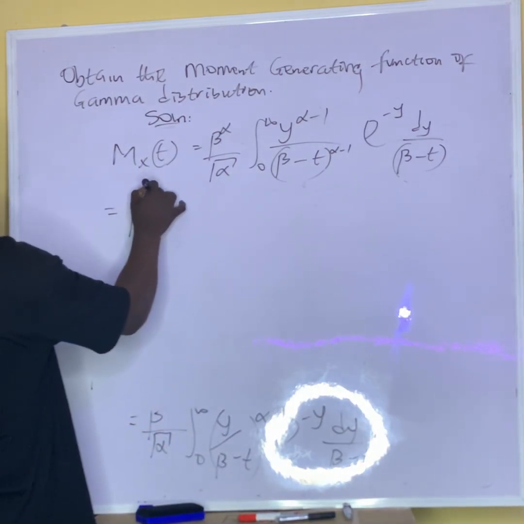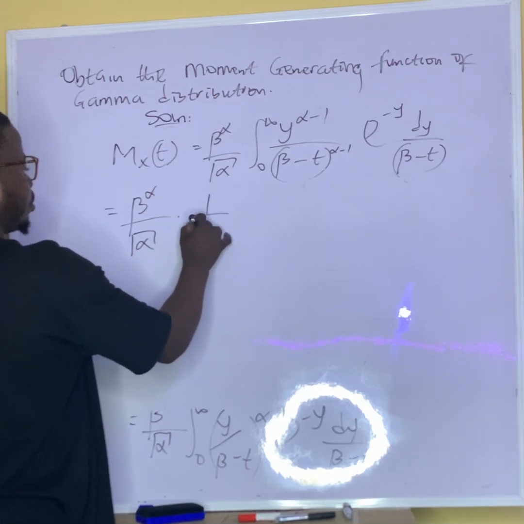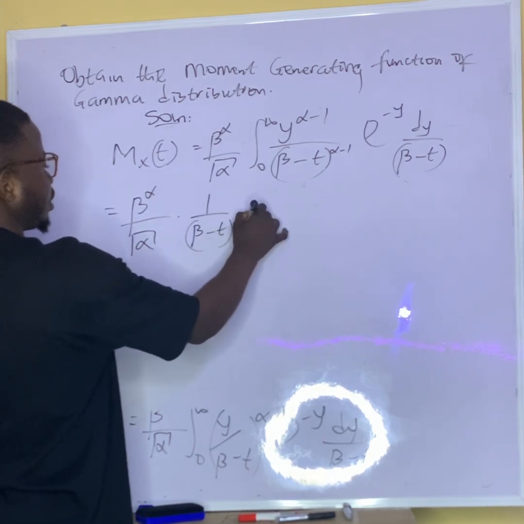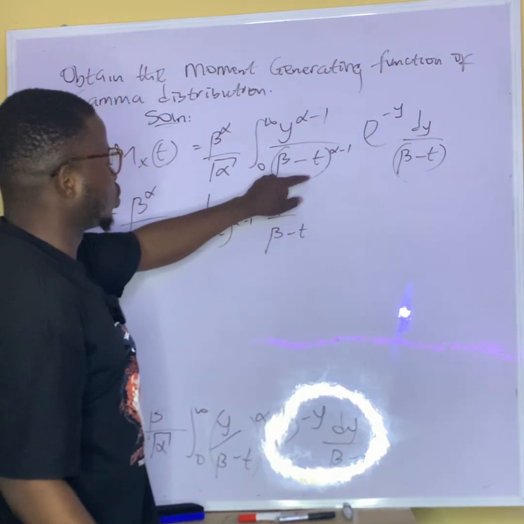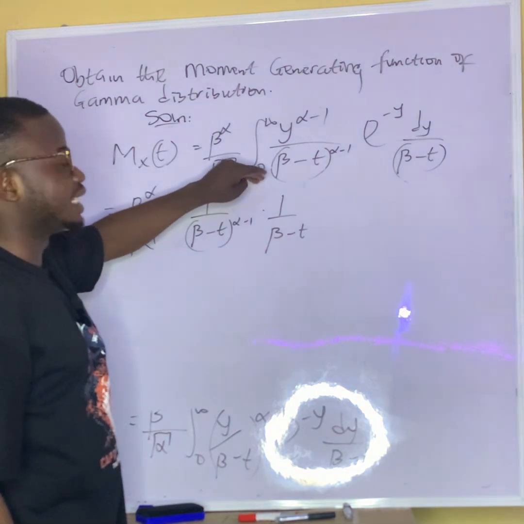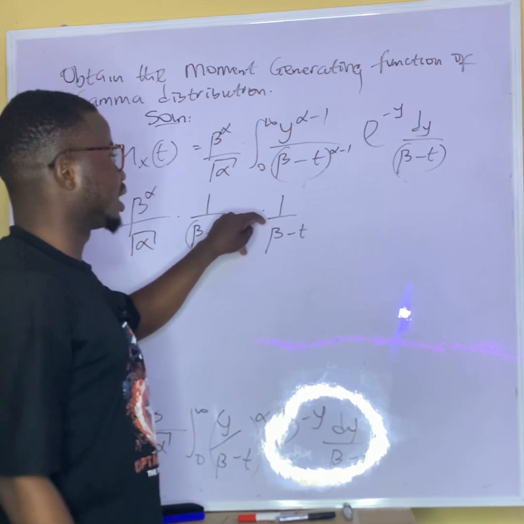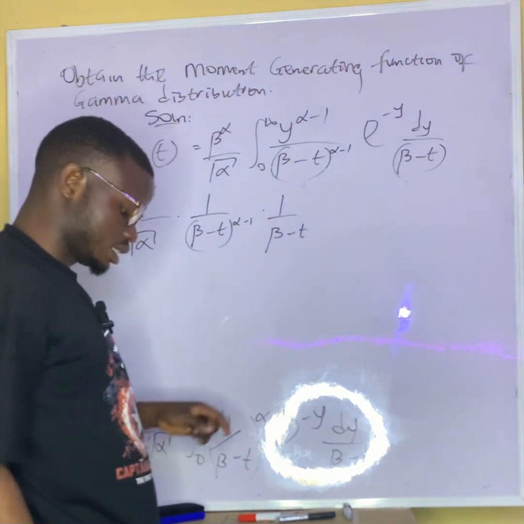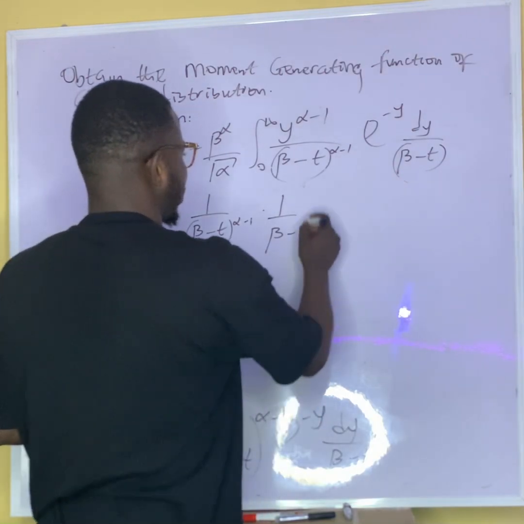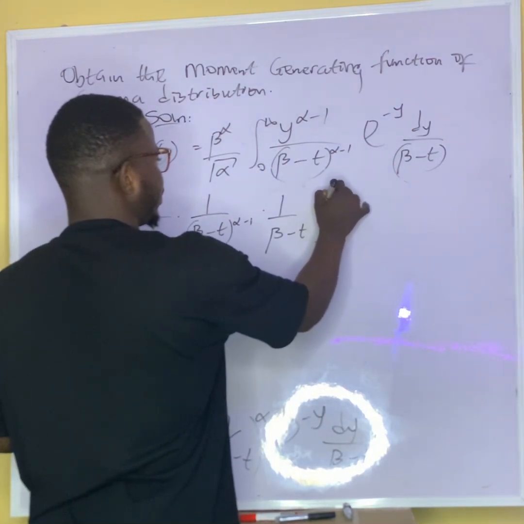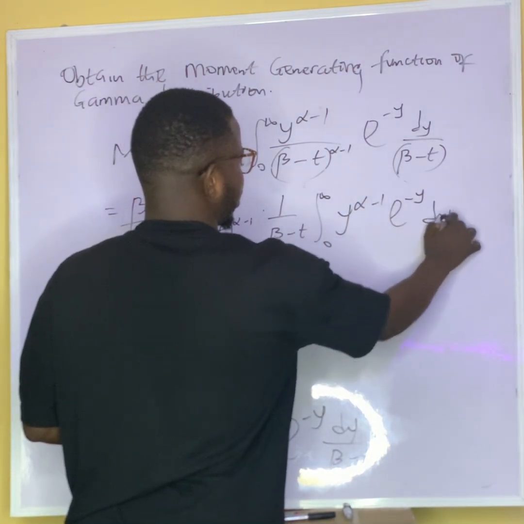So here we're going to have beta raised to the power alpha over gamma alpha times 1 over beta minus t raised to the power alpha minus 1 times 1 over beta minus t. This is what we have here, because it's actually in the denominator. That's why we're having 1 over beta minus t, everything to the power alpha minus 1, and this one is also in the denominator, so that's why we're having 1 over beta minus t as well. So this integral sign is here, 0 to infinity y raised to the power alpha minus 1 exponential minus y dy.